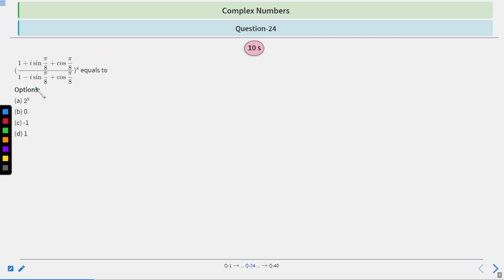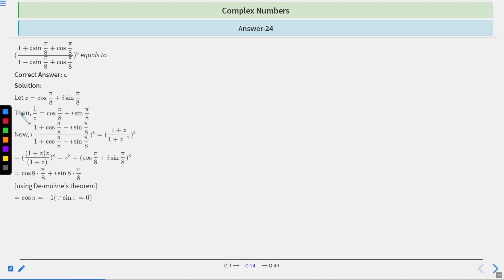Let's move to question number 24. The question is: 1 plus iota sin pi by 8 plus cos pi by 8, upon 1 minus iota sin pi by 8 plus cos pi by 8, to the power 8. Let's move to the solution part after 10 seconds. Okay, so let's move to the solution.